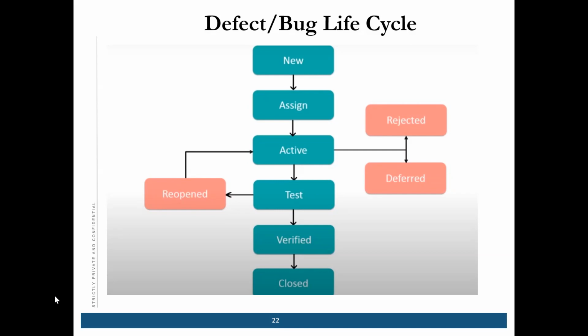After it is an active or open defect, so not verified, it's a valid defect, correct? That means the developer has accepted this defect and will now be fixing it. Then from active, after active it will be fixed.